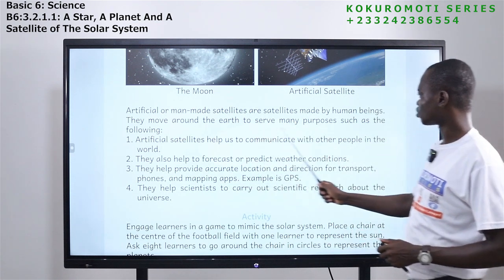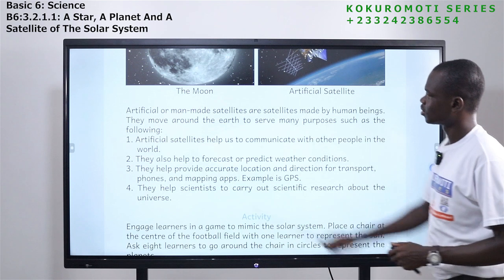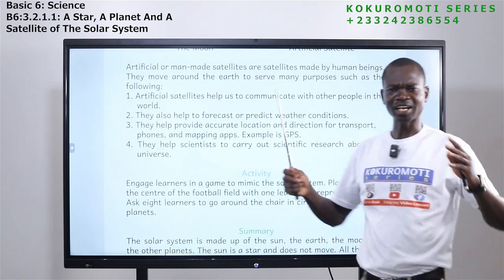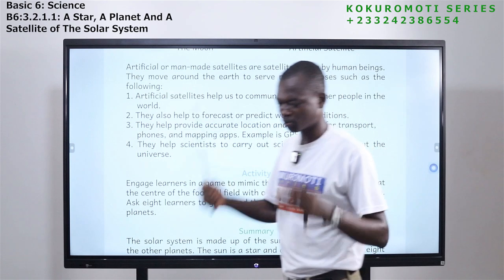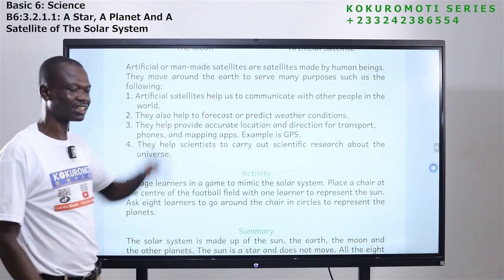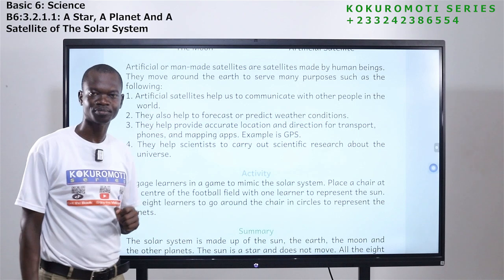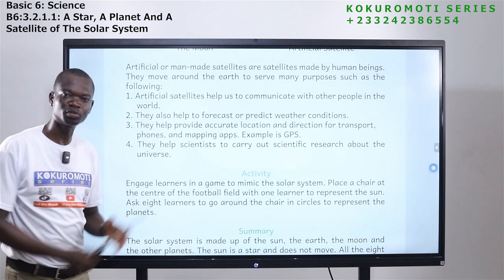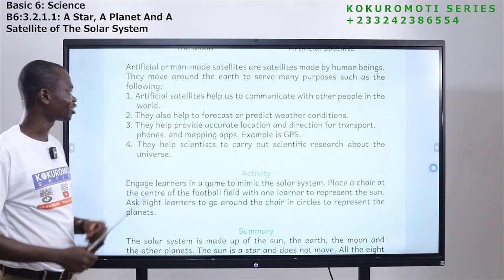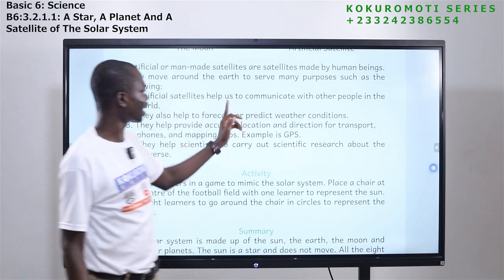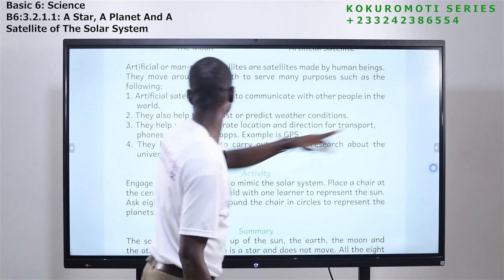They move around the Earth to serve many purposes, such as the following. Why do we have artificial satellites? People sat down, developed or built a satellite, and launched it in the sky or in space. Why should people do that? Now let's look at the reasons. One, artificial satellites help us to communicate with other people in the world.